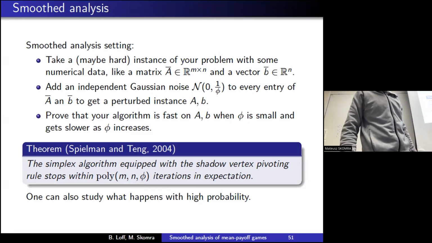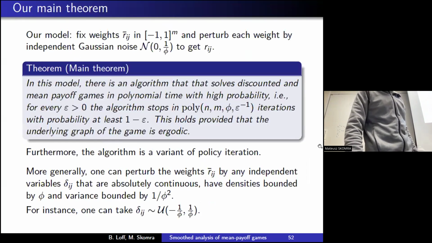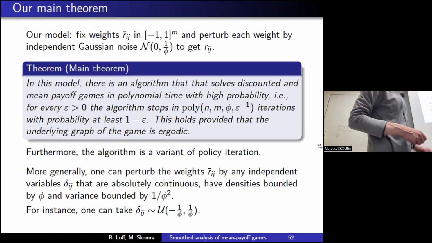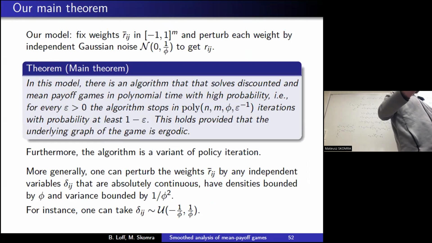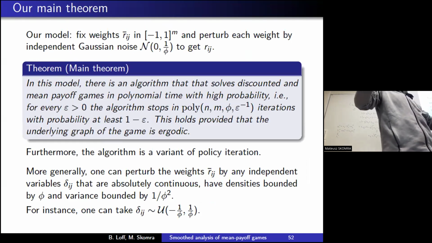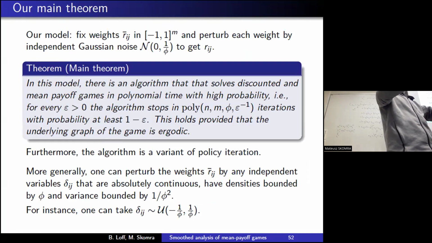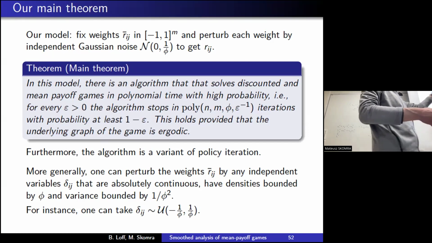Okay, so we will prove that with overwhelming probability the games are easy. So what happens in our model? We will fix the weights. Now there will not be integer weights, because if you want to do smooth analysis, you have to normalize the problem. Otherwise, it doesn't make much sense. So we will normalize the problem by supposing that the weights are in [-1, 1]. So you have fixed some weights in [-1, 1] of your graph, and you will perturb these weights by adding Gaussian noise of parameter 1 over n to get the weights that you want.